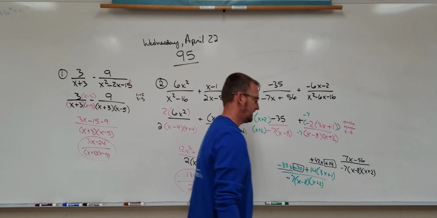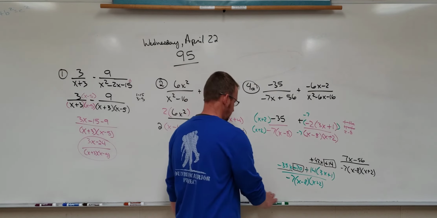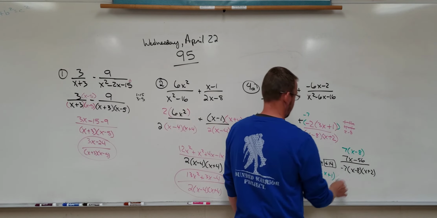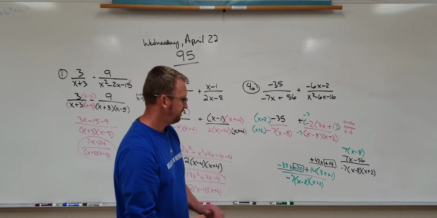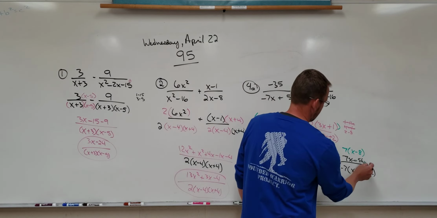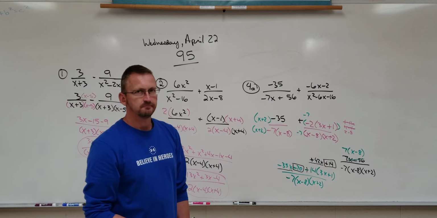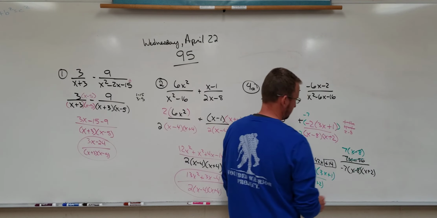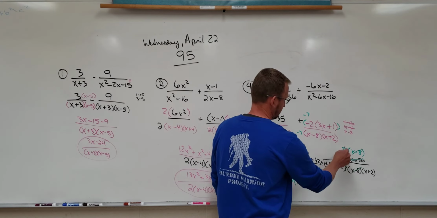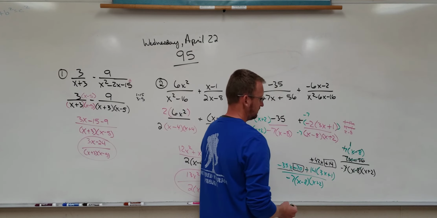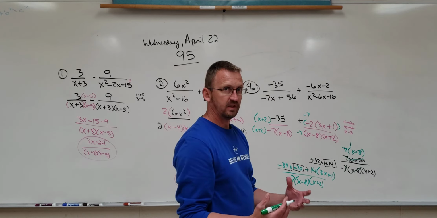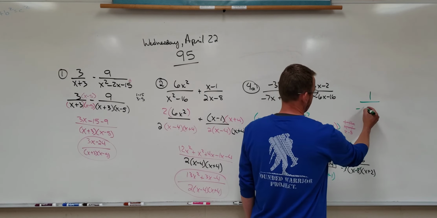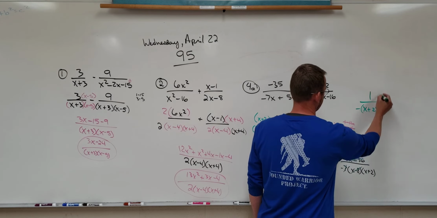But we're not done. We can factor the top. We can factor out 7, which leaves me with that. Now, can I cancel anything? Sure I can. I can cancel x minus 8. 7 divided by 7 is 1. So anytime you cancel something out, please do that. So my final answer gives me 1 over negative x plus 2.